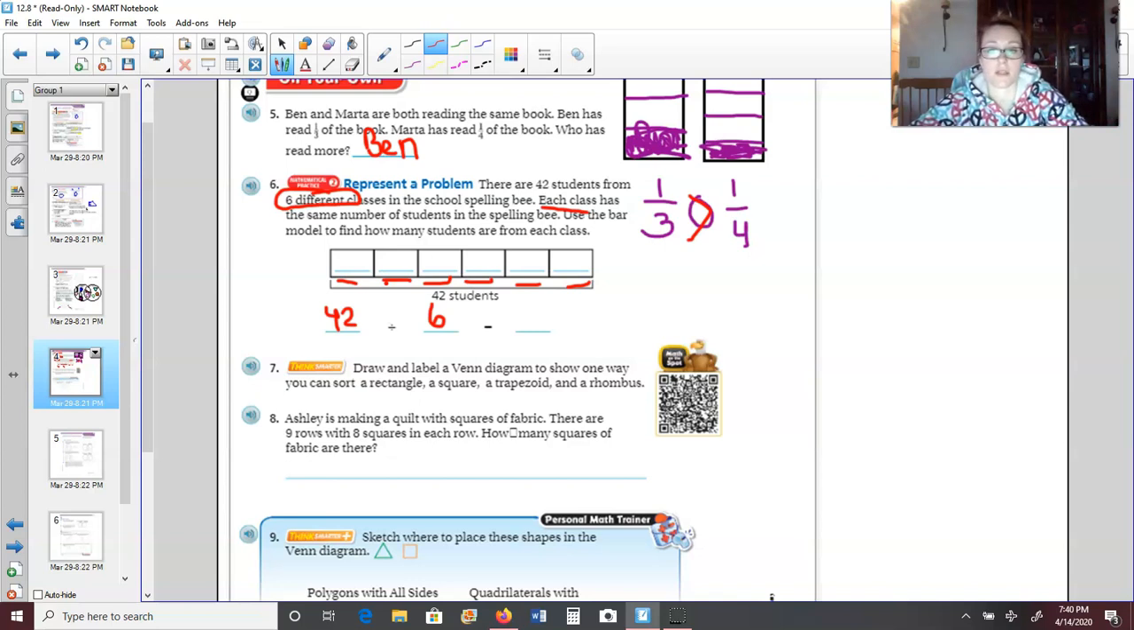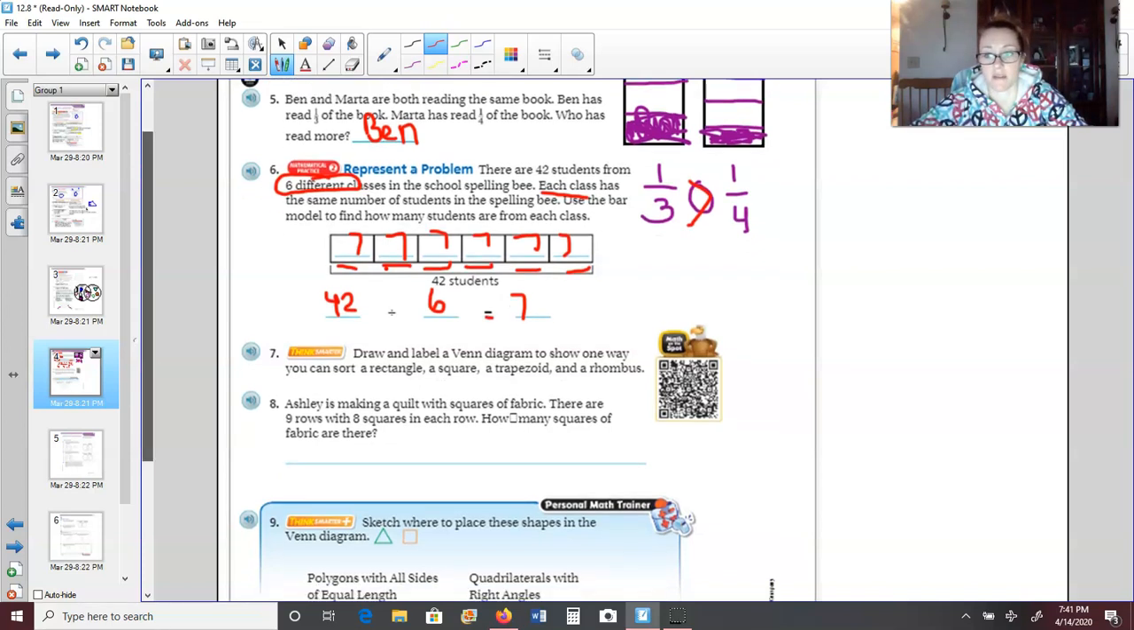So 42 divided by 6 equals 7. Because I know 3 7s equals 21, and if I double that, it equals 42. So this should be an equal sign. 42 divided by 6 equals 7.